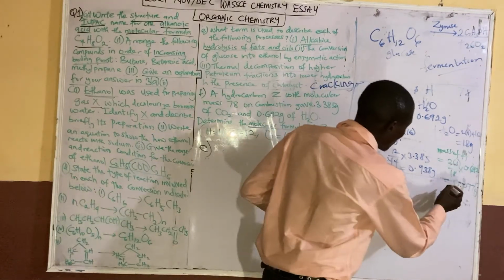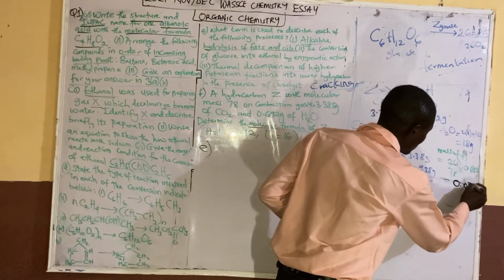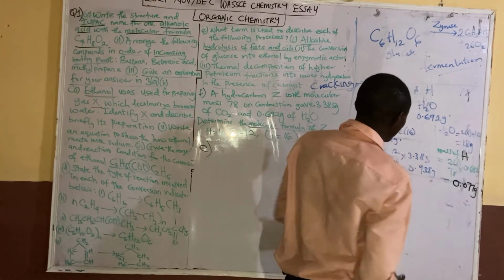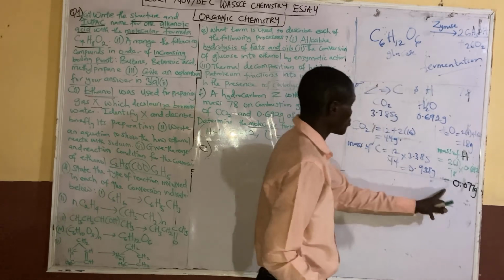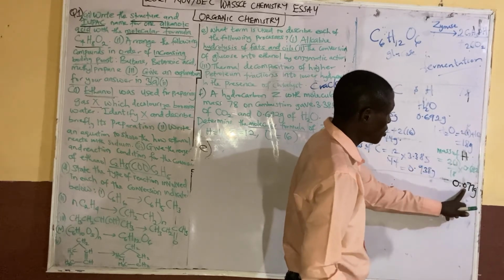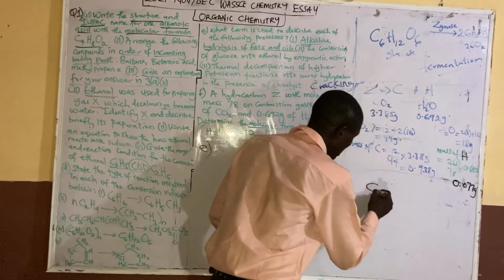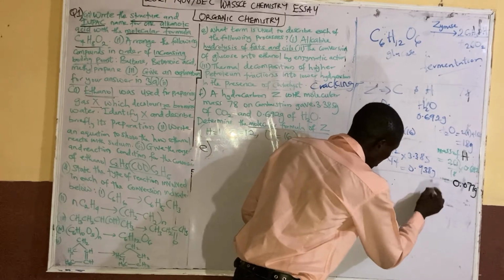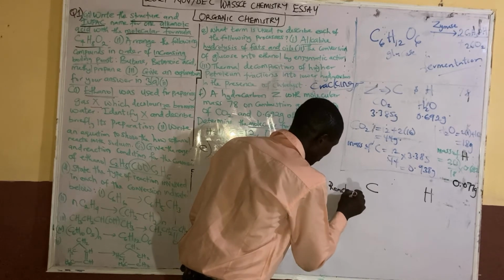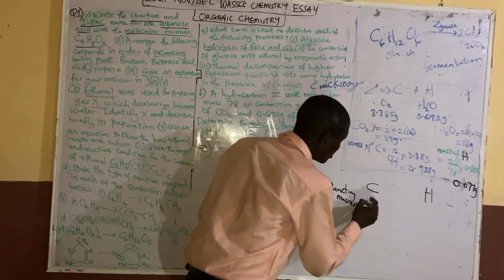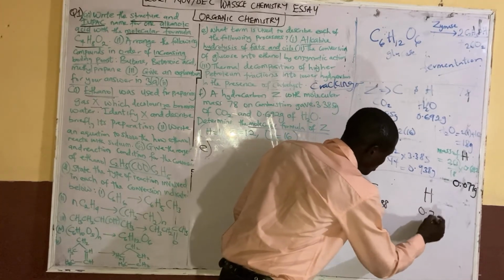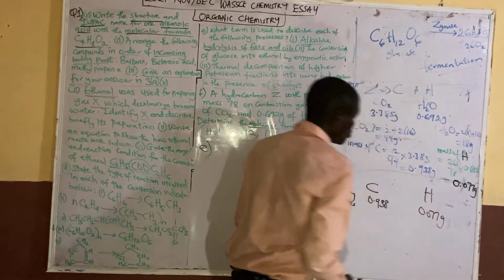So I have gotten the mass of carbon and the mass of hydrogen. The mass of carbon is 0.938 gram and the mass of hydrogen is 0.077 gram. So you just write carbon, hydrogen. Those are the reacting masses: 0.938 and 0.077 grams.